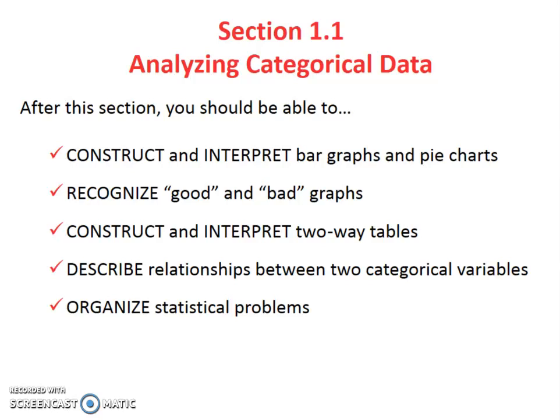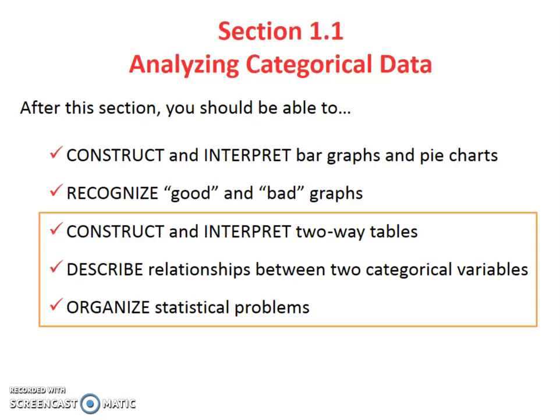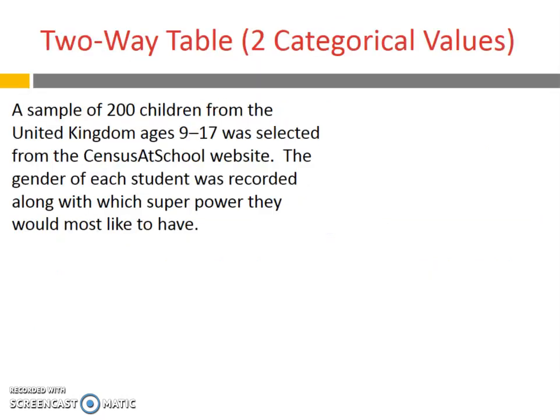Today we're going to be finishing our first section of statistics, section 1.1. This is the second video that goes with the first section of our class. Today we're going to be focusing on two-way tables, marginal distributions, conditional distributions, and how we organize problems. By the end of this, we're going to know how to construct and interpret our two-way tables, as well as describe relationships between categorical variables and how we organize our problems. So let's start with a sample problem to get us going.